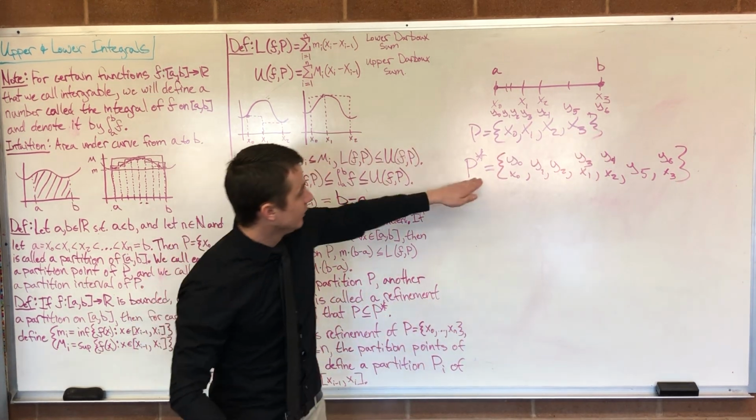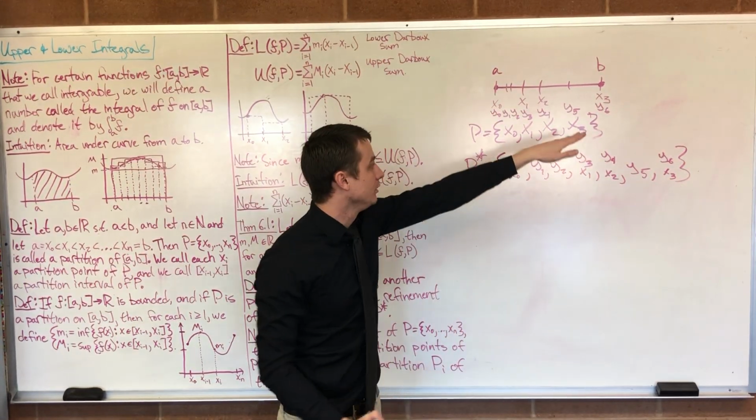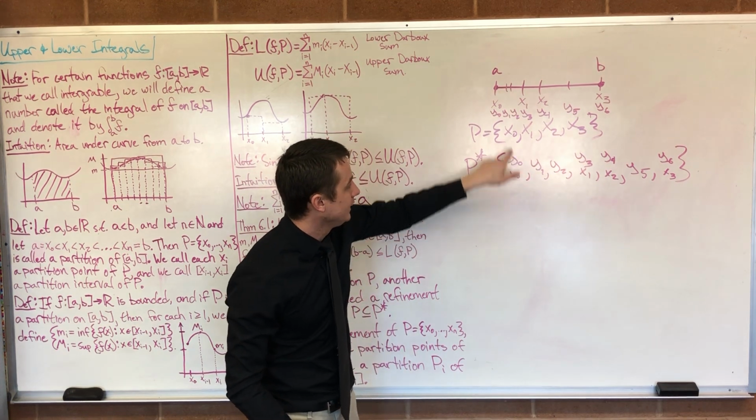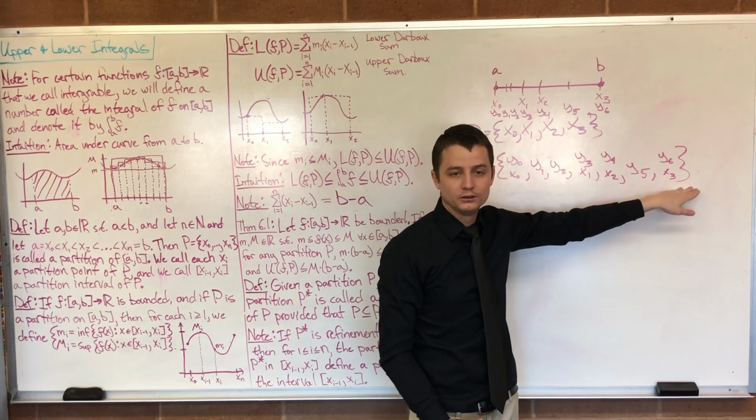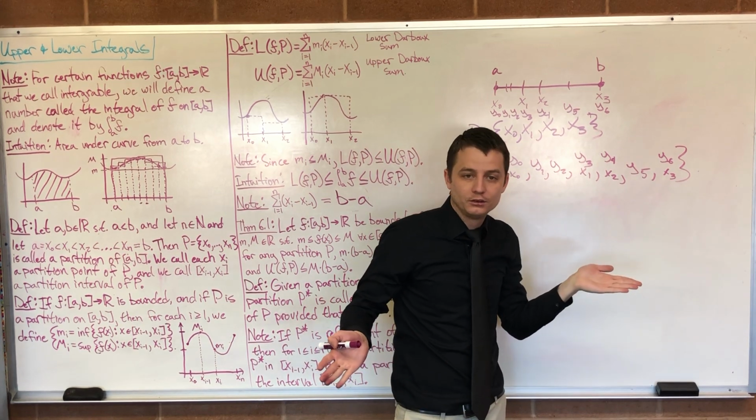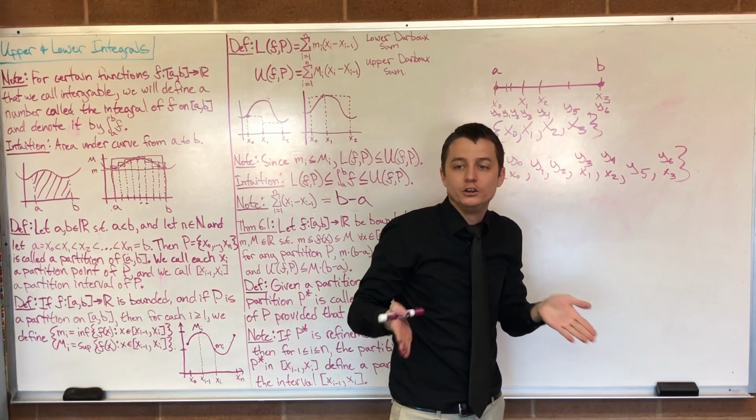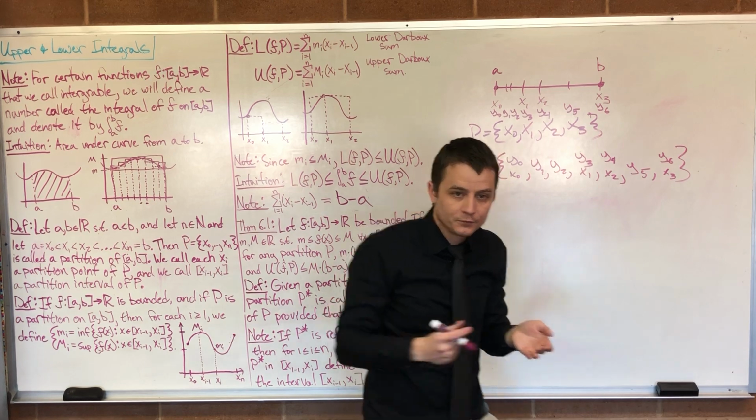So notice this is still a partition on AB. And notice it uses all the exact same points that P used. All the points in P show up somewhere in here. That's all refinement is. You divide up more using your exact same points.